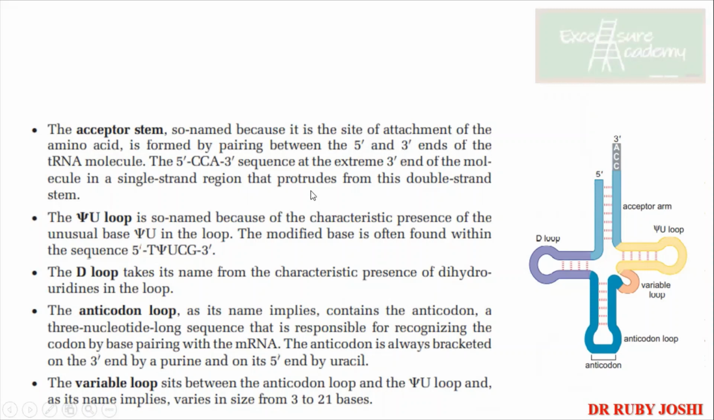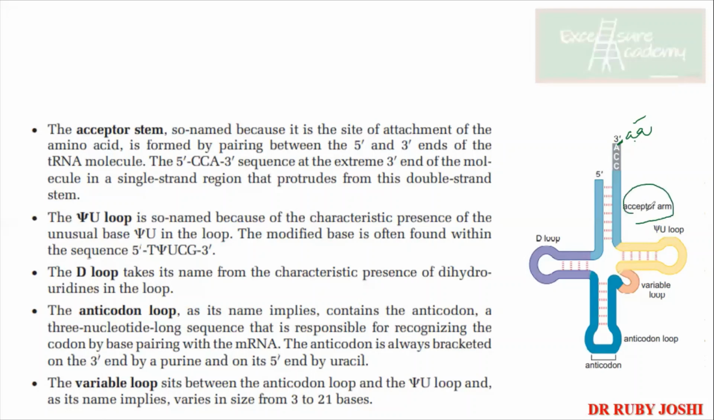So the acceptor arm. All these references have been taken from the Watson book. तो अगर कुछ डाउट आता है जहाँ पे कुछ समझ में नहीं आया, you can just go back to the Watson reference book. I'm using the 8th edition. You can cross check with that. The acceptor arm is so named because it is the site where the amino acid is going to get attached, right? So यहाँ पे आपका amino acid आएगा. That's why it is known as the acceptor arm. The 5'-CCA-3' sequence at the extreme 3' end of the molecule is in a single-stranded region that protrudes from this double-strand stem. So ये हो गया आपका acceptor arm.